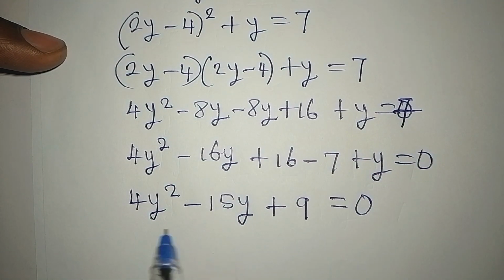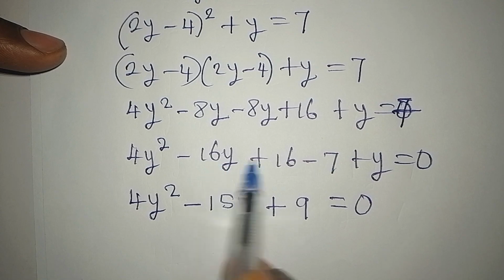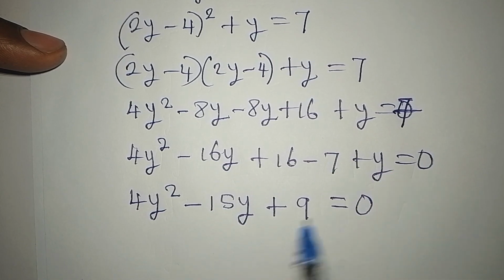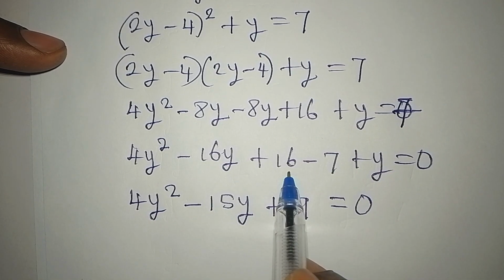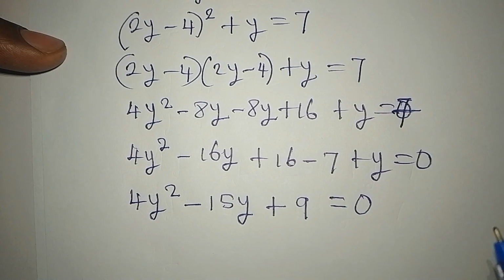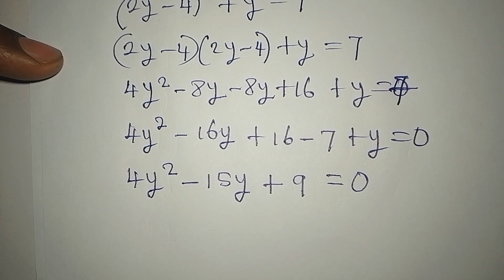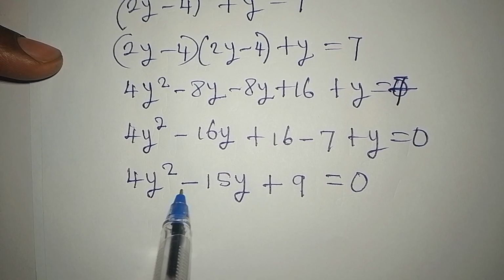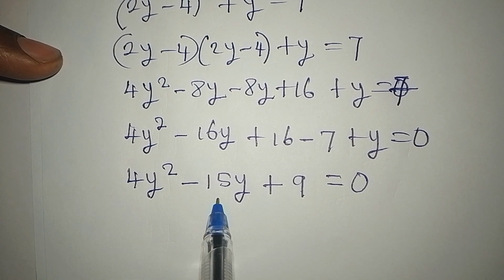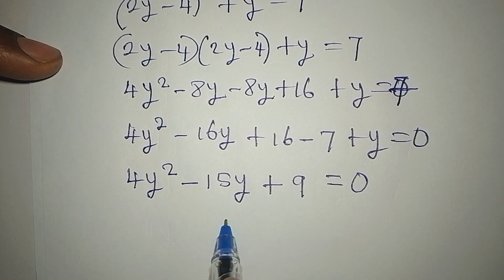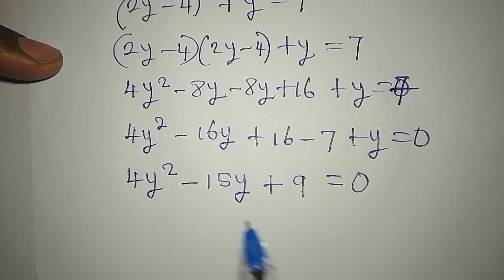Let's go over this again. Minus 16y plus y will give us minus 15y. Then 16 minus 7 gives us 9. So what do we do from here? This is now a quadratic equation, and it's left for you to decide what method to use. You can decide to use the quadratic formula method, or you decide to use the factorization method. But in this video, I will use the factorization method because I believe it's faster.